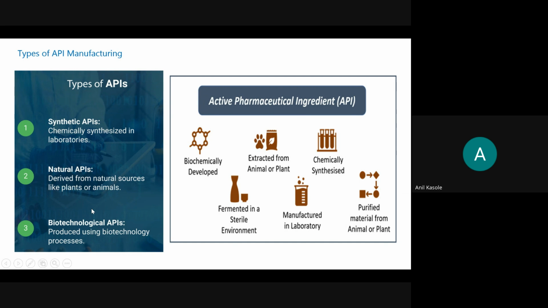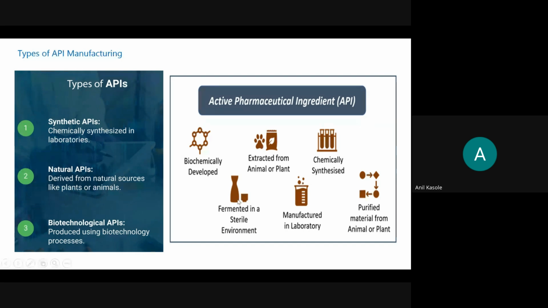Biological means from bacteria or fungi, right? So that is the biology. We can see these details in the next or subsequent slides. But for now, these are the three different types. And on the right hand side you can also see biochemical, meaning some APIs also need biological sources, but to grow the bacteria and fungi, chemicals are also required. So that is called biochemically developed, or extracted from animal or plant, that is natural. Chemical synthesis we see in the synthetic API.